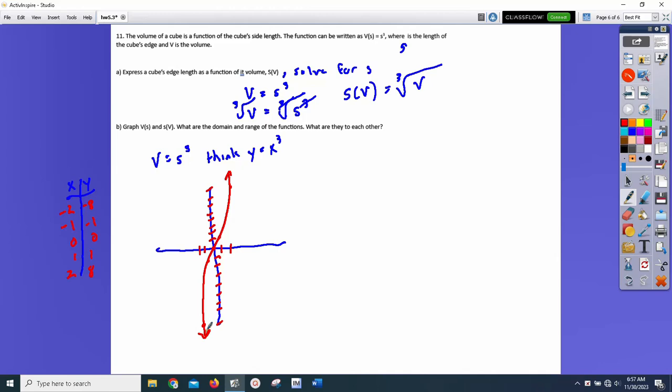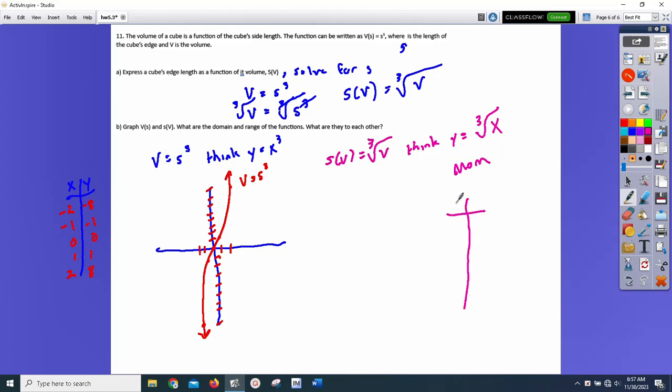So here is v equals s cubed. And I'll choose hot pink for the other one. Next one I have is s of v equals the cubic root of v. And again, we're going to think y equals the cubic root of x. It's just a mother function, right? That's all it is. But if you don't remember it, you make a table.